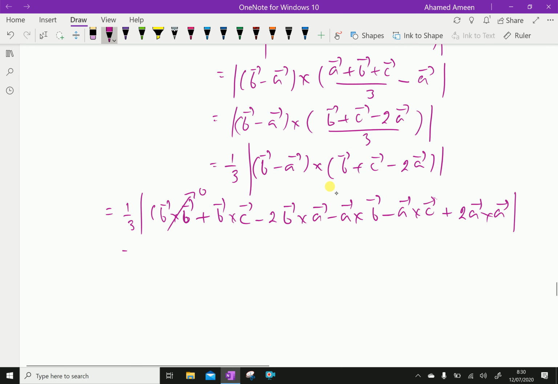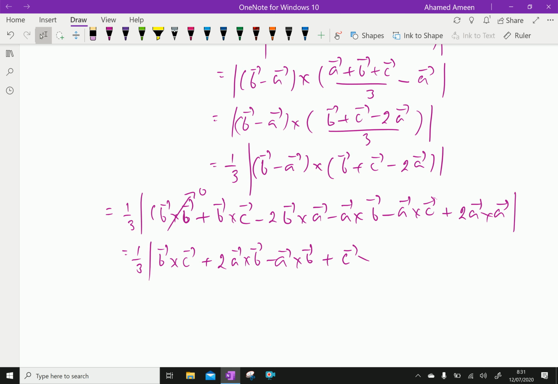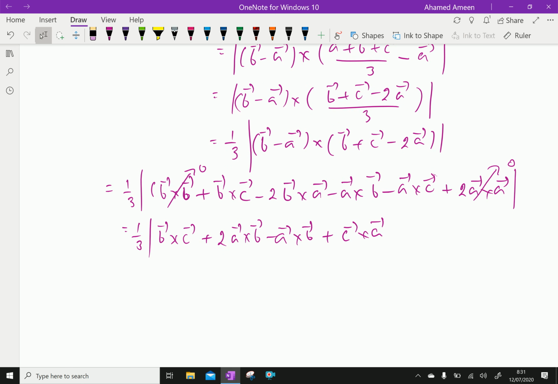Now we will write 1/3 vector B cross vector C, and here 2 vector B cross vector A we can write plus 2 vector A cross vector B. For anti-commutativity you have to change the sign, and minus vector A cross vector B. Here then minus vector A cross vector C, you can say plus vector C cross vector A, and the cross product of vector A and vector A is 0.